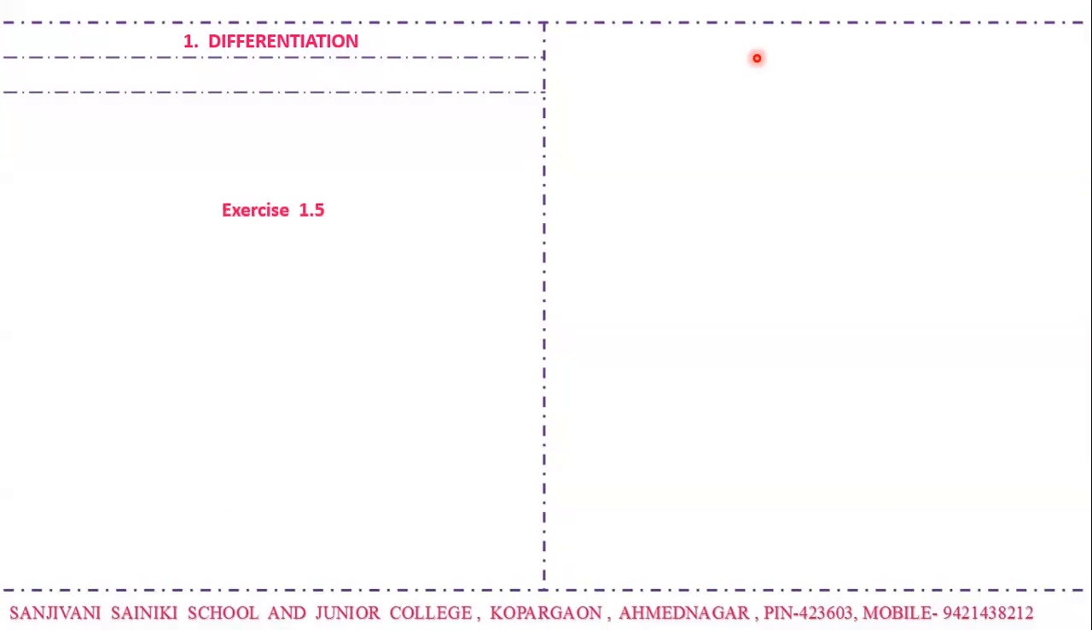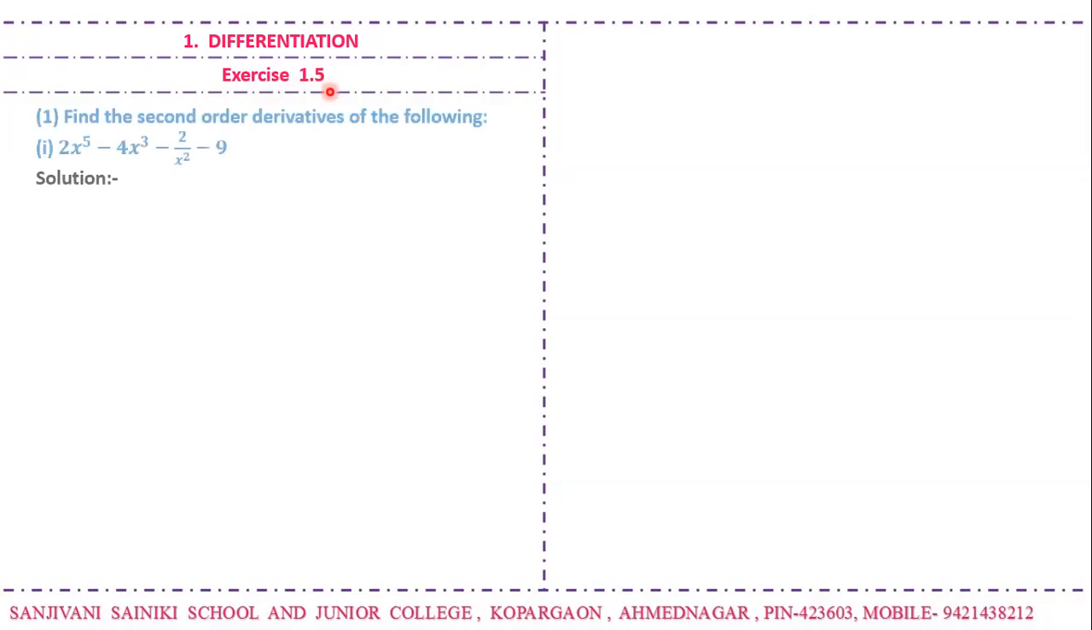Differentiation in that exercise 1.5. The first example is: find the second order derivative of the following functions. First, 2x raised to 5 minus 4x cube minus 2 upon x square minus 9. So let y be equal to the given function.